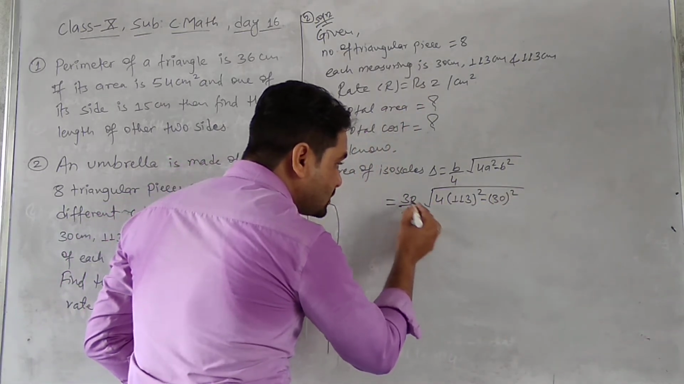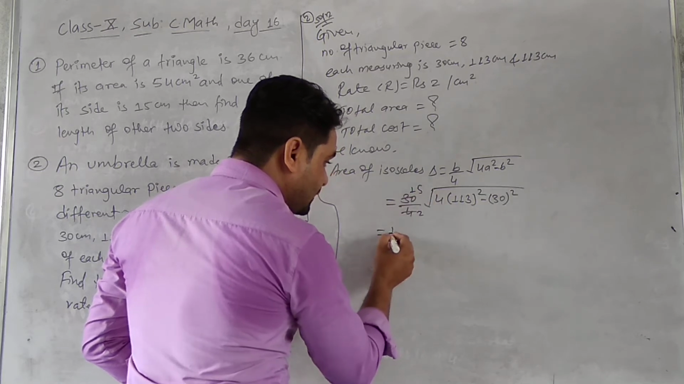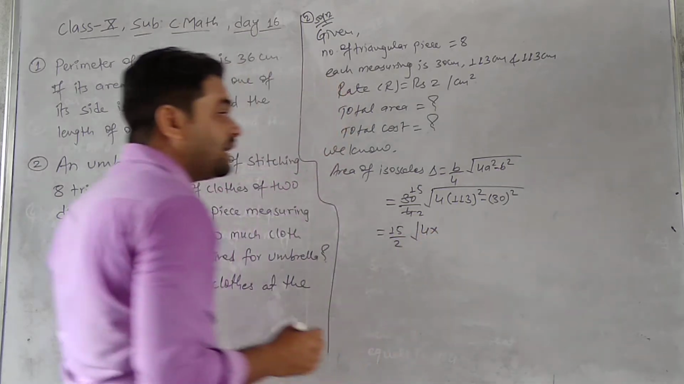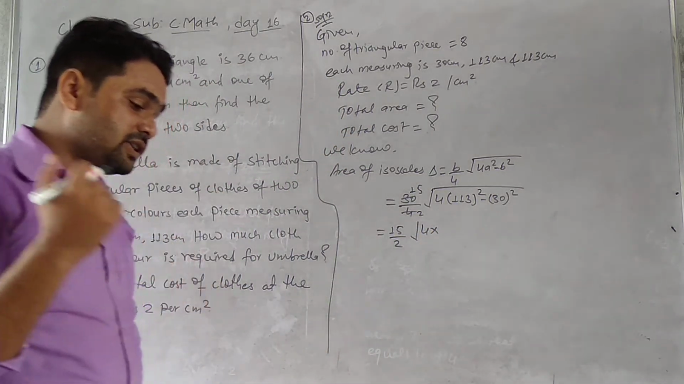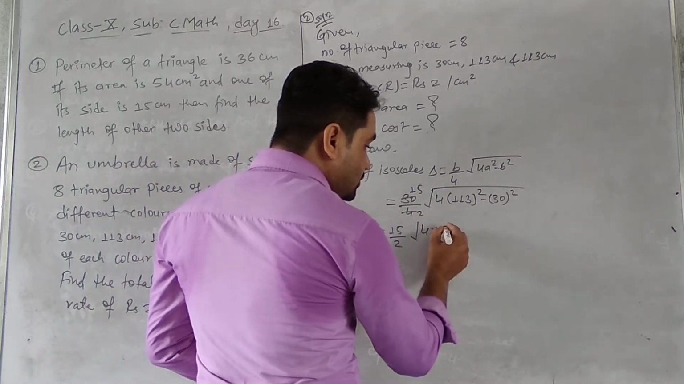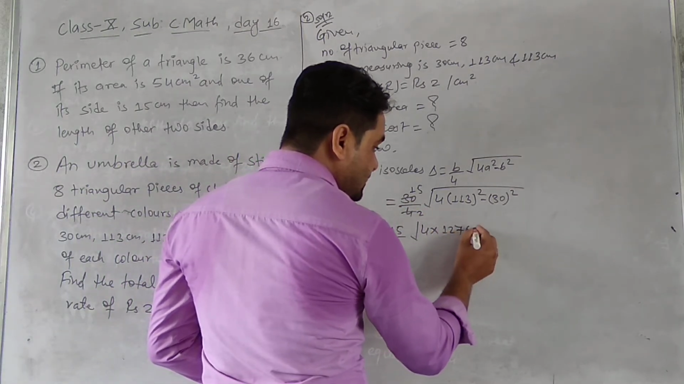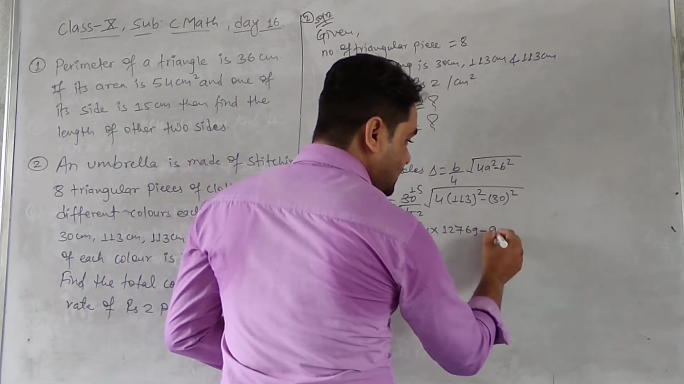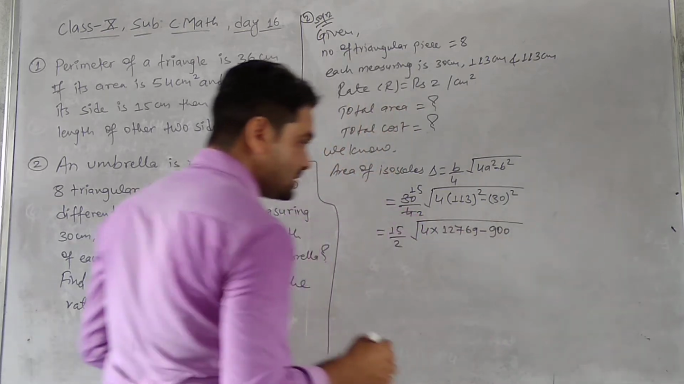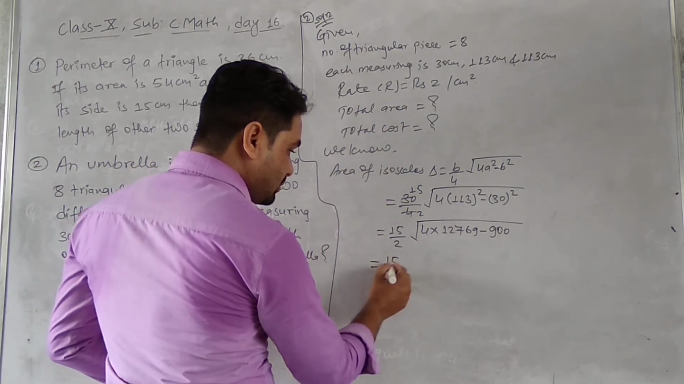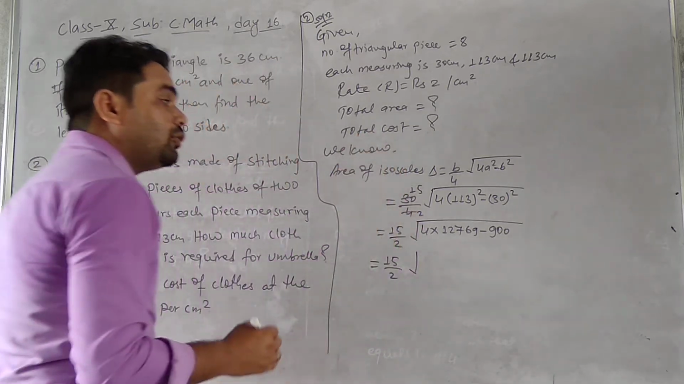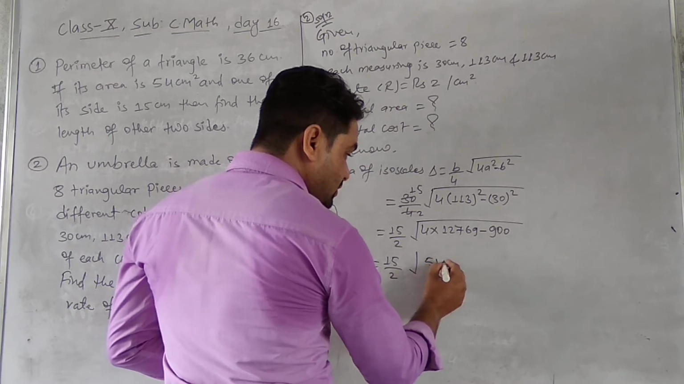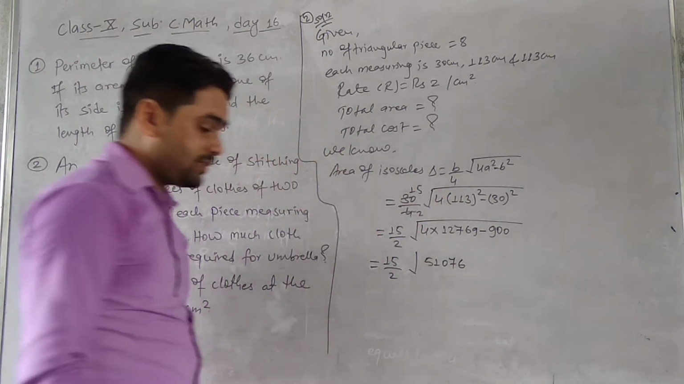Let's multiply. Let's cancel this, 2 15s there. We get 15 by 2 into root of 4 into 113 square, that means 113 into 113, and we get 12,769, and minus 30 square means 900. Let's multiply this: 15 by 2 and root over 4 into 12,769, we get 51,076.